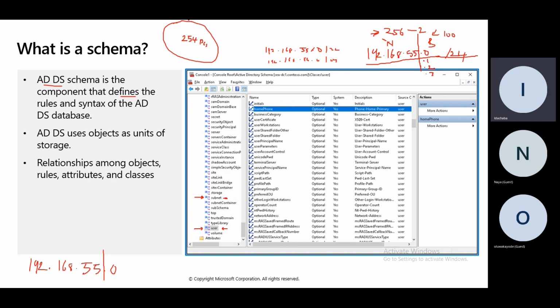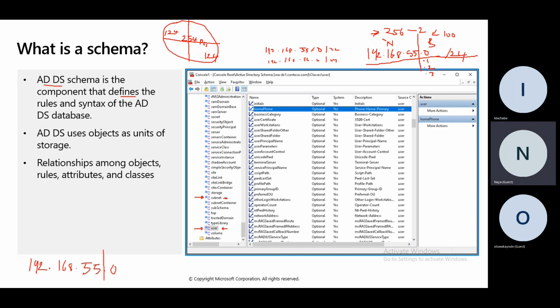Now, if you decide to break this network into two, this part can contain 124 PCs and this other part can contain 124 PCs. That means you have two departments in your company, right? If you have three departments, you can't say you want to break into three. The best you can do is break it into four like this. Are you getting the idea? So let's assume you have three departments.